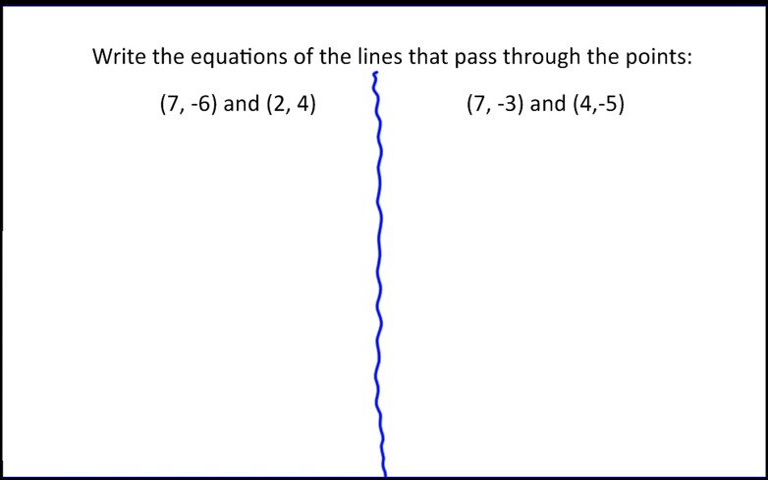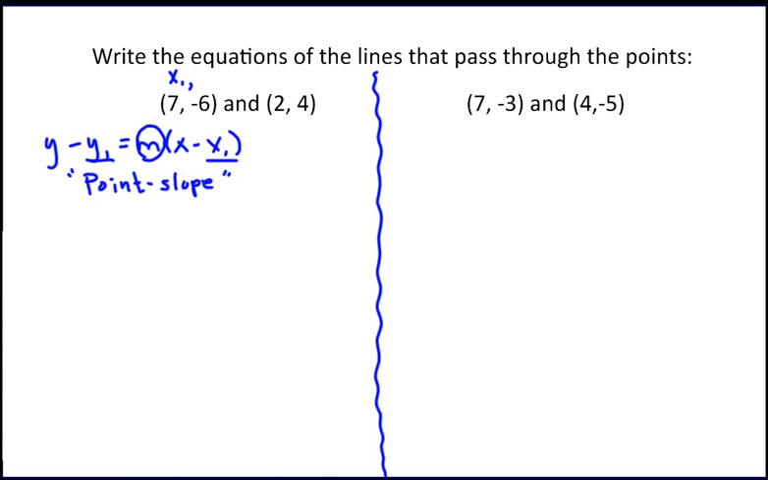The first method that I'm going to use is y minus y1 equals m times x minus x1. This is called the point-slope formula, and it's named that way because we have an x1, y1 as the point, and we have m as the slope. For purposes of this problem, I'm going to call the first ordered pair x1, y1 and the second ordered pair x2, y2.